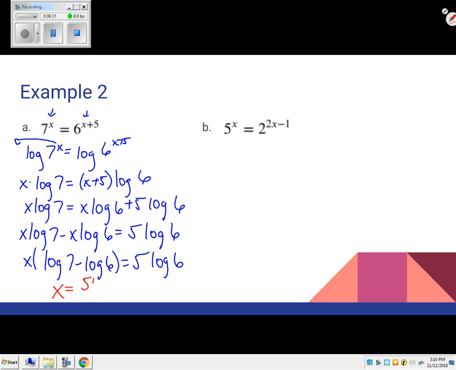And notice I haven't typed anything into my calculator yet. I'm going to save all that fun thing here. Because whenever you work this, I want both your exact answer, which is exactly what I just wrote down, and I want a 3 decimal approximation on it. So 5 log of 6 divided by log of 7 minus log of 6. 58.117.